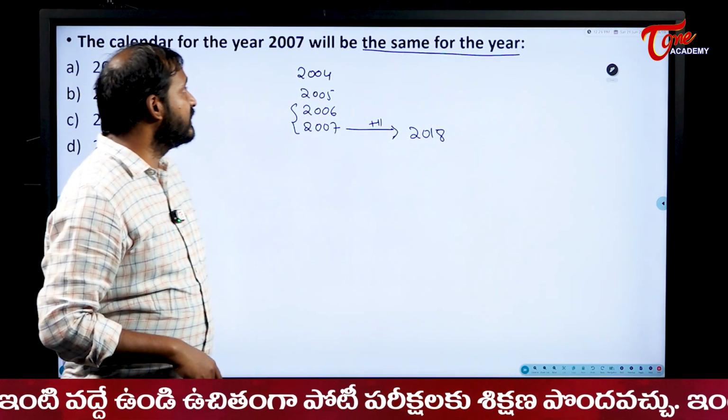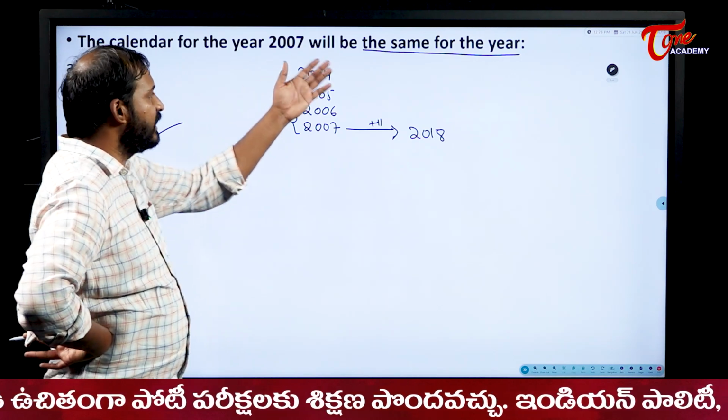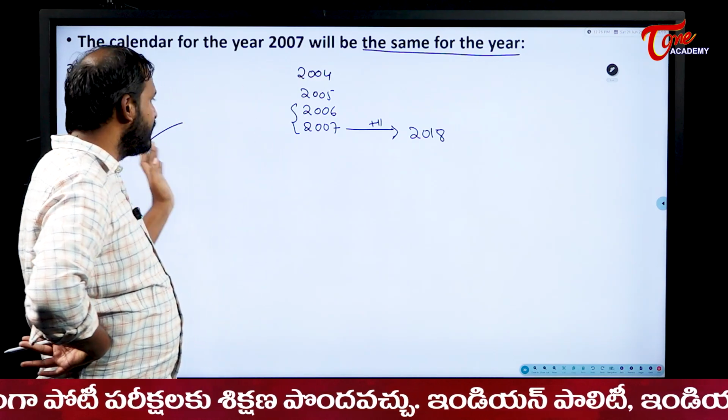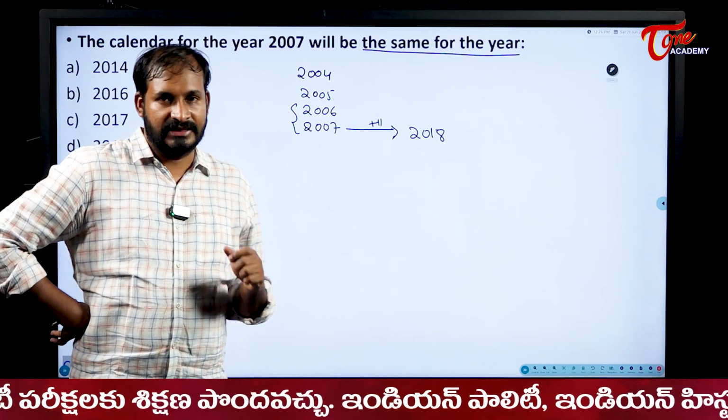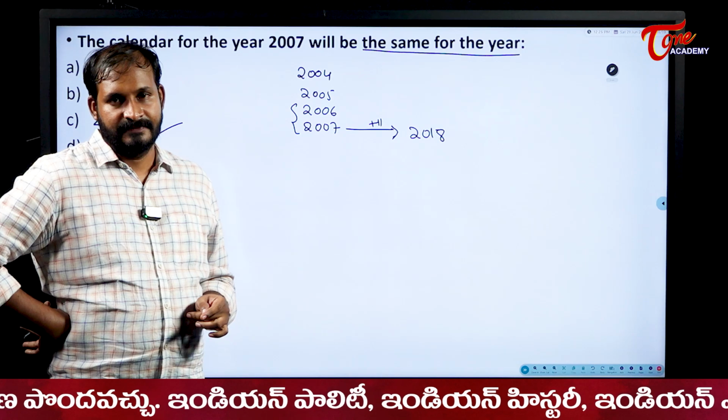In most cases, students, they will say it can be used immediately. For example, if they don't have 2018 among the options, then you should progress like this only and find the answer among the given options.